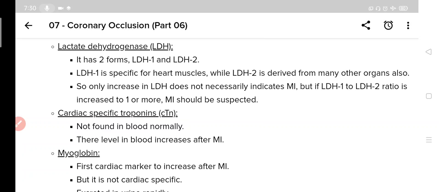If LDH1 is more than LDH2, it will indicate myocardial infarction because LDH1 is derived only from heart muscles. So if the LDH1 to LDH2 ratio is more than 1, that is when LDH1 is greater than LDH2, then myocardial infarction will be suspected.